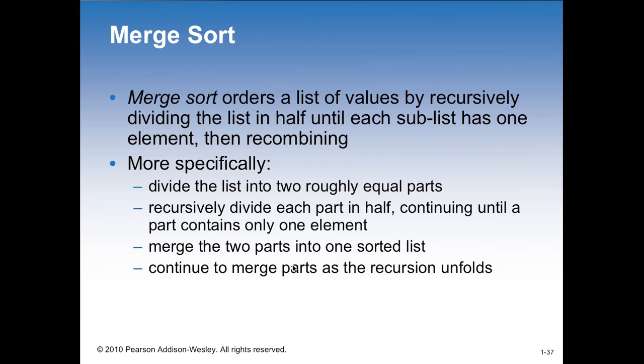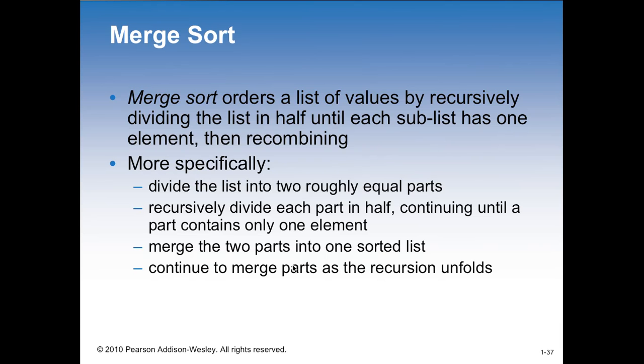So the merge sort orders a list of values by recursively dividing the list in half until each subhalf has one element and then recombining them. It works off of the quicksort concept in terms of the efficiency of separating out the search space, but it breaks it down into smaller elements and then merges these smaller elements back into the bigger picture, which could essentially take a little bit more time, but it may also be a little easier to actually construe.